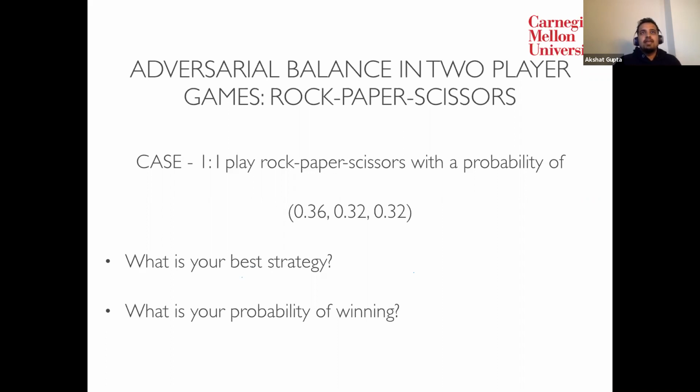Let's say I'm playing rock, paper, and scissors, and the probability of me outputting rock is 36%. I play paper and scissors with a probability of 32% each. So what do you think would be your optimal strategy? You want to increase your chances of winning. What would be your best strategy against a player like me who's doing this?